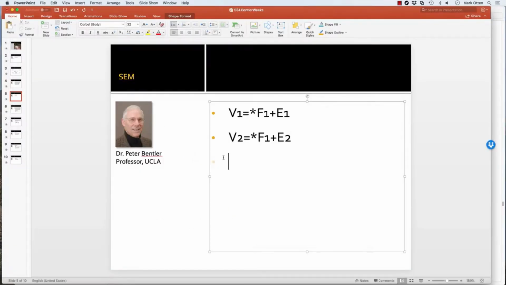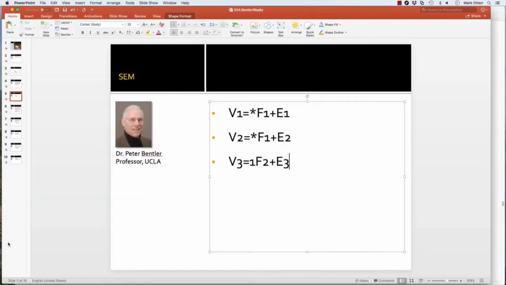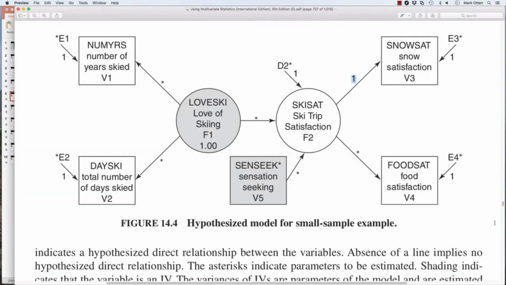So when we set up V3 equals, we're not going to put a star, we're going to put 1 times F2 plus E3. The 3 corresponds to V3, and the 1 corresponds to the loading for F2. And then for food satisfaction, we have a star again, or an asterisk, as the loading there. So V4 equals star F2 plus E4. Okay, so these are our equations to represent our DVs 1, 2, 3, and 4.